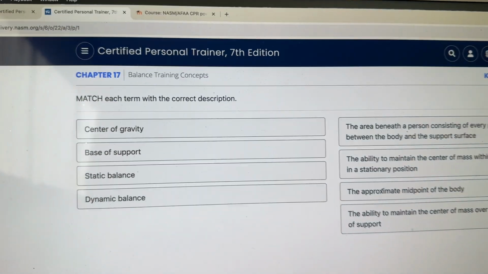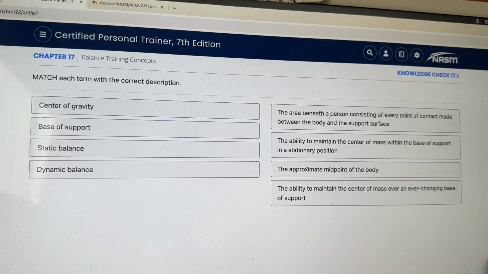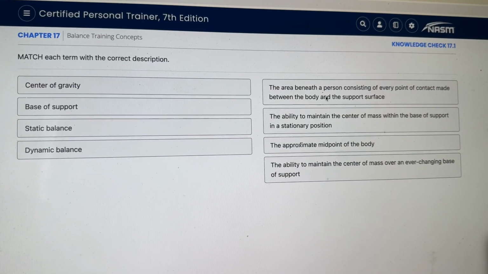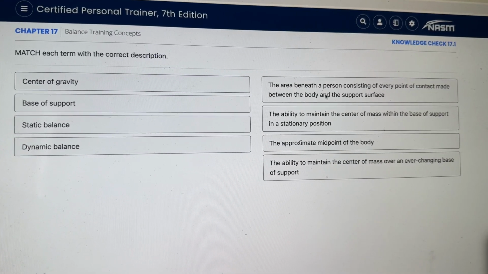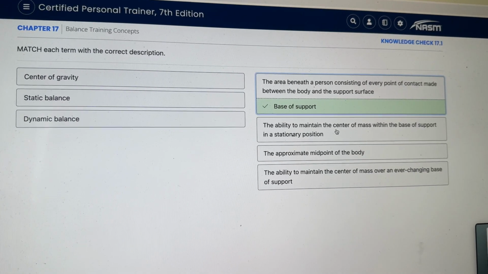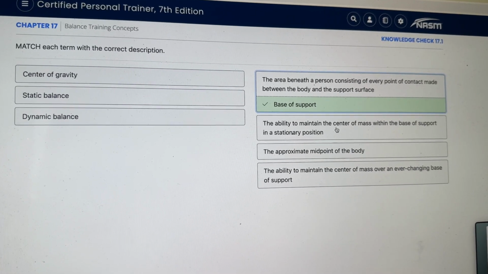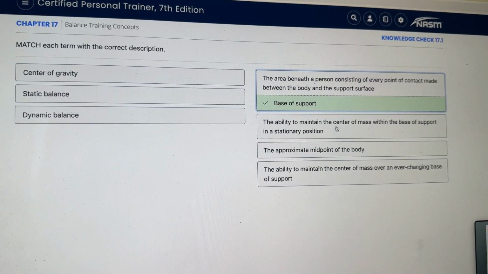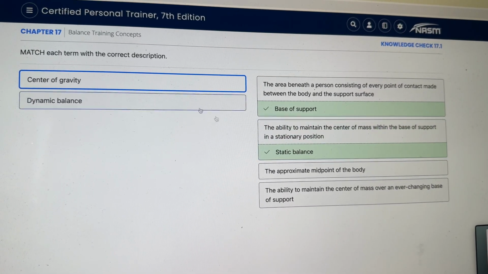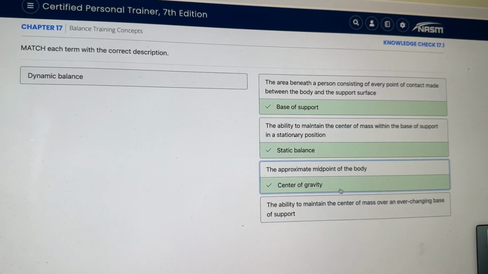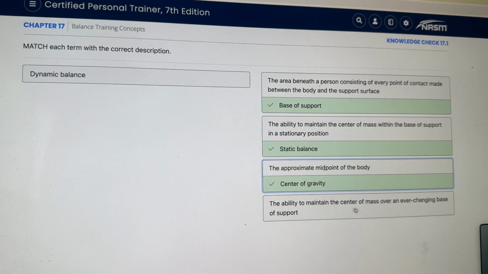5:20 right now. We're doing the quiz. It's only 2 questions. Here we go. Match each term with the correct description. The area beneath the person consisting of every point of contact made between the body and support surface. Base of support. The ability to maintain the center of mass within the base of support in a stationary position. Static balance. The approximate midpoint of the body. Center of gravity. The ability to maintain the center of mass over an ever-changing base of support.